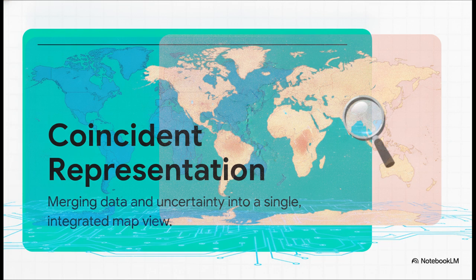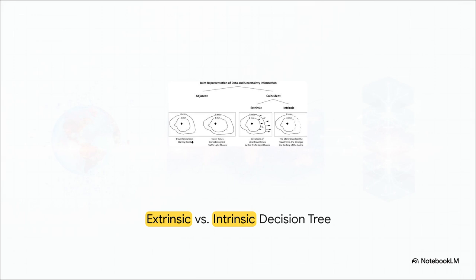Think of it like a holographic overlay. It perfectly fuses the geographical attribute and the cartographer's doubt together into one single integrated map view. So you're processing the reality and the risk at the exact same time. Now we can further divide these integrated maps into 2 distinct strategies.